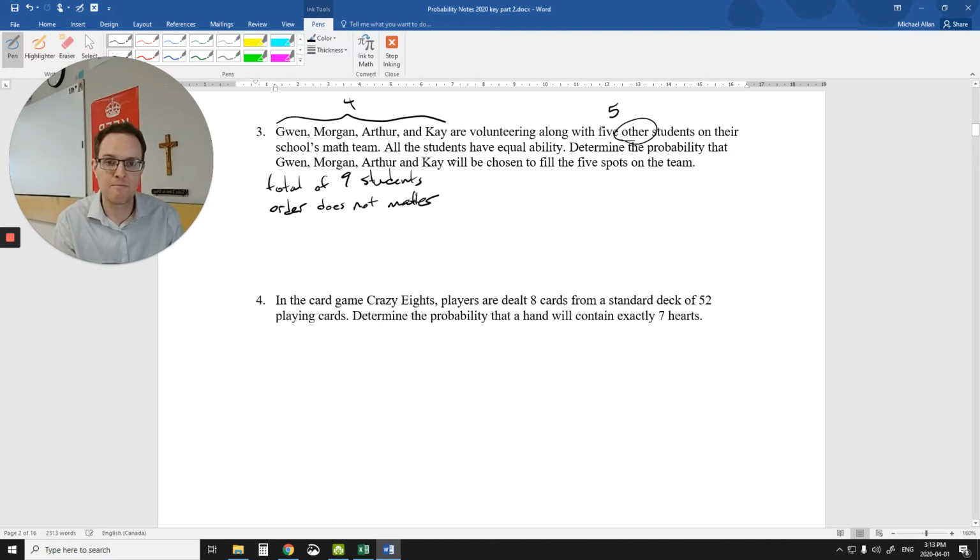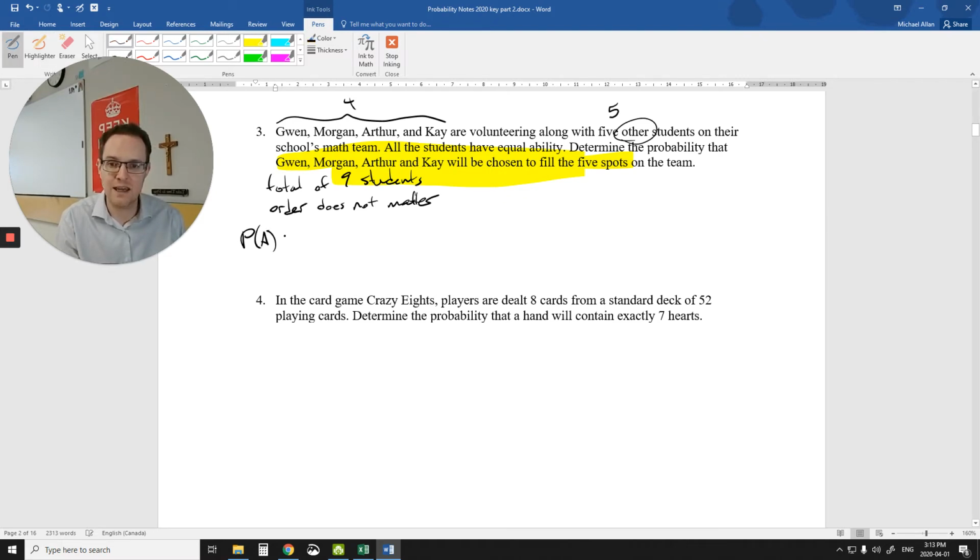Okay. All students have equal ability. So one's not going to be chosen over another one. That just kind of makes it fair. Determine the probability that all 4 of these people will be chosen to be on this team of 5 spots. So we have 5 spots here. So my event is having all 4 of them chosen on this team. So let's call that event A.